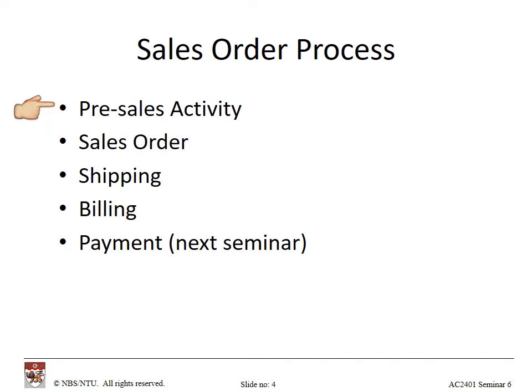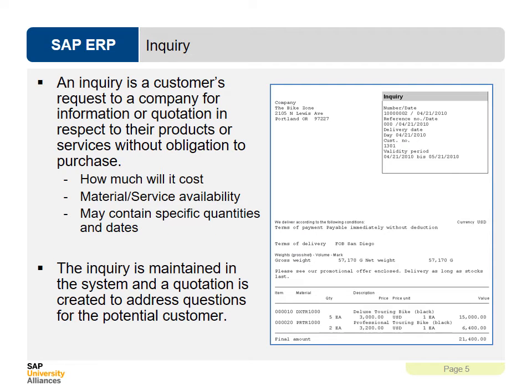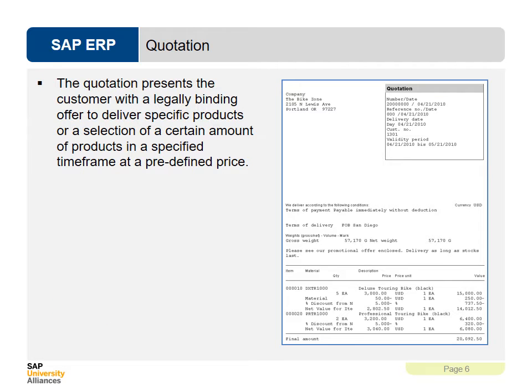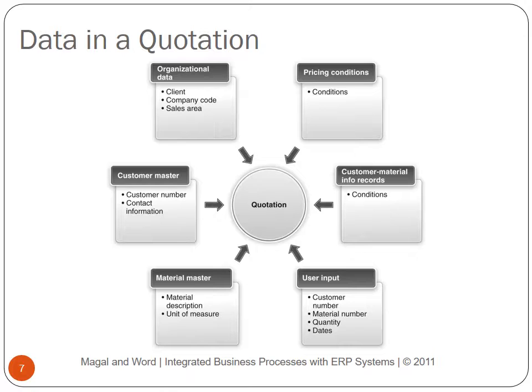Let's consider pre-sales activity now. Pre-sales activity typically is a request for a price quote. This inquiry is maintained in the system to address questions or queries the customer may have. The quotation is a legally binding offer to the customer. This figure displays the various data that are contained in a typical quotation.